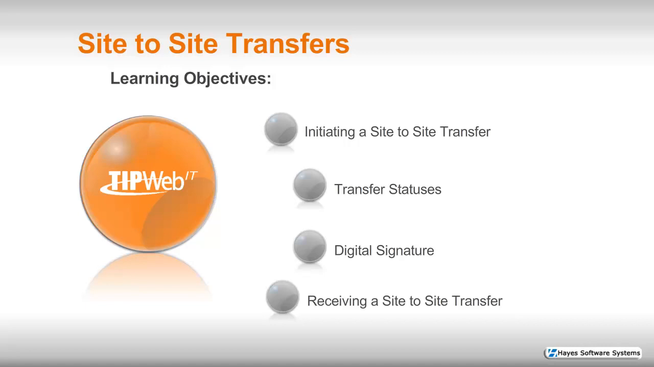We'll be showing you how to initiate a site-to-site transfer, which is basically giving you the opportunity to move tags from one site to another. Once we've created that transfer, we'll show you the different statuses that the transfer goes through. We'll also be showing you the digital signature, which your district may be putting into place. And last of all, we'll show you how to receive a site-to-site transfer. So I'm going to go ahead and share my screen and we'll get started.